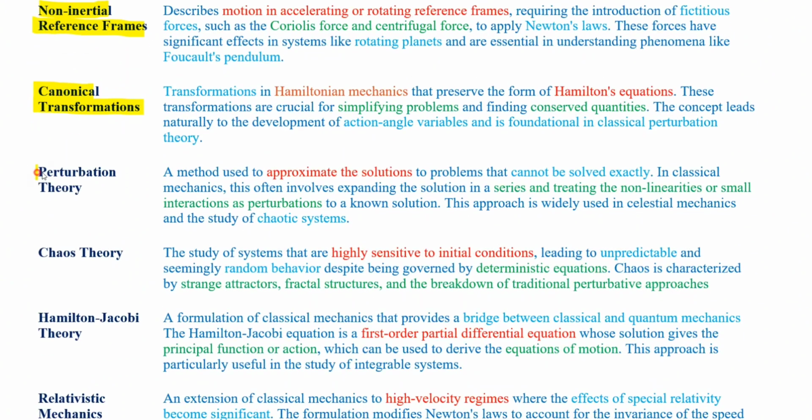Next, we have the perturbation theory. In classical mechanics, we have certain problems that cannot be solved exactly, so we use a method to approximate solutions for them. This approach involves expanding solutions in a series and treating small interactions as perturbations to a known solution, and it is widely used in celestial mechanics and studying chaotic systems.